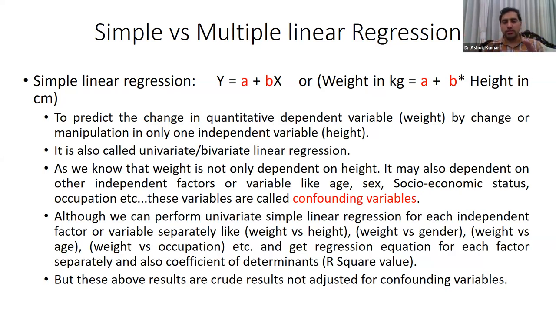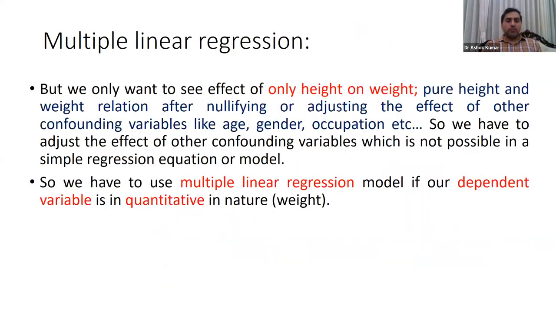And I just see only and only the effect of height on weight, so I have to go for multiple linear regression. Multiple linear regression, but we only want to see the effect of only height on weight. I want to see the effect of only age on HB. Other variables I want to ignore, or I want to adjust, I want to control. So other variables are maybe confounding variables. So I will use multiple linear regression.